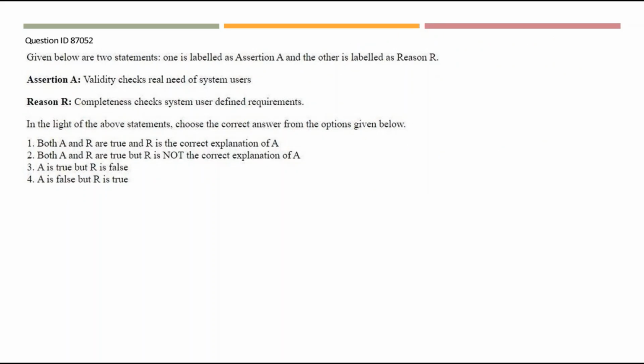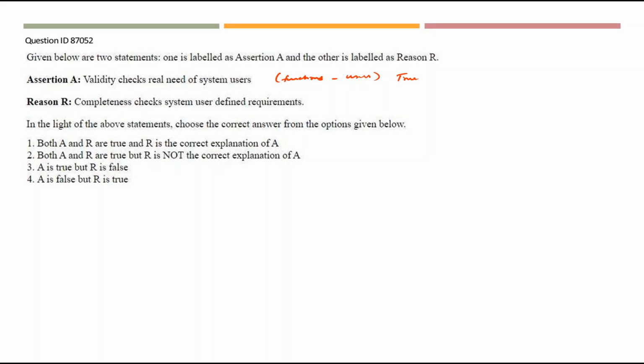Next question. Given below are two statements. One is labeled as assertion and the other is labeled as reason. Assertion states validity checks real need of system users. Validity is used to check whether the system is performing the functions proposed by the users. Assertion is actually true. This checks the real need of system users. The reason. Completeness checks system user defined requirements.